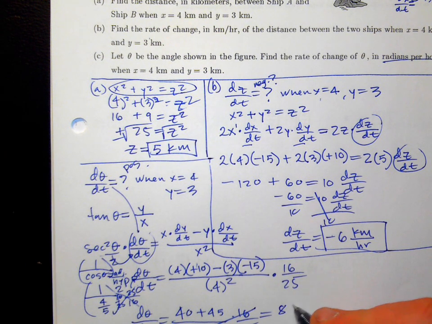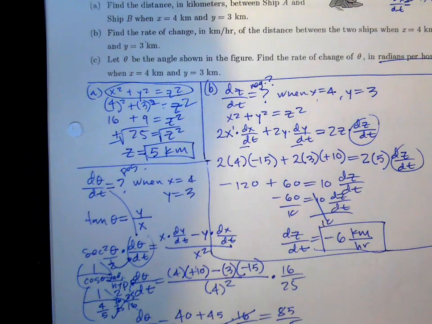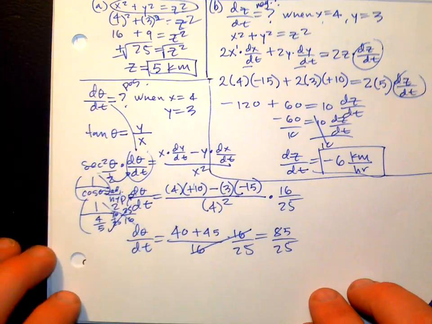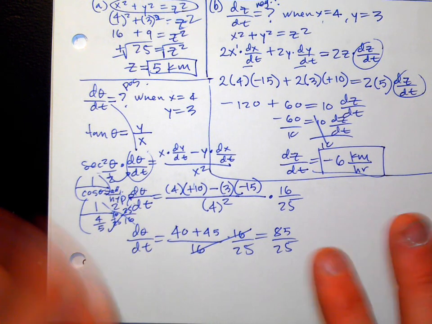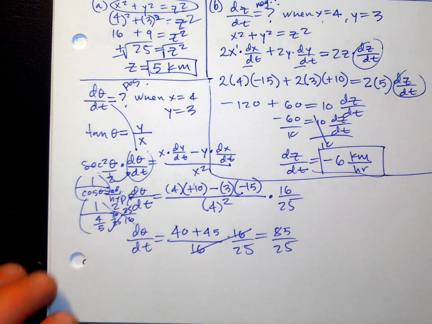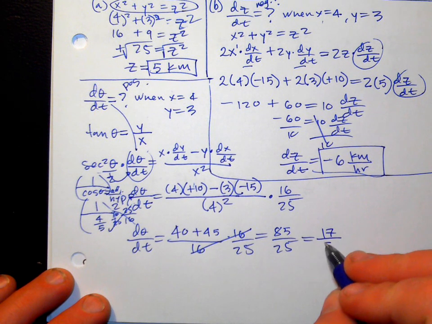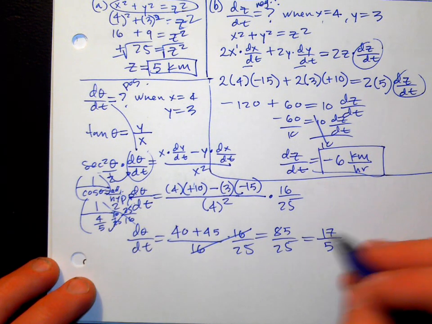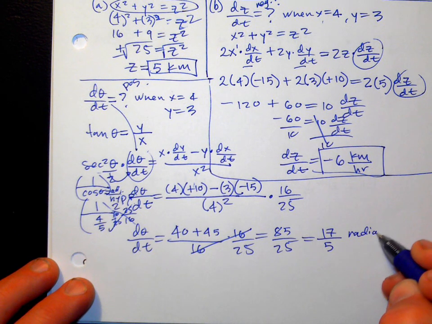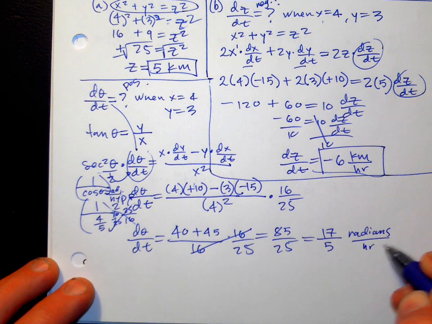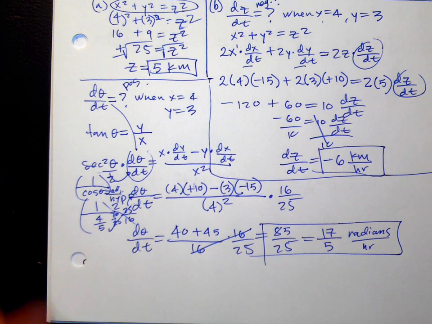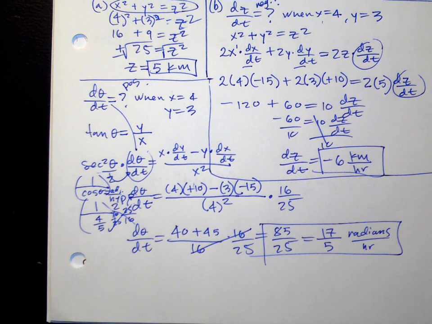16s cancel out. Now, one of the things that you might consider doing on the AP test for your response is leaving your answers unsimplified, because you should still receive full credit. And some of you guys, when you take it further, do make mistakes when you simplify. So either one of these, radians per hour. And it came out positive like we thought it should.